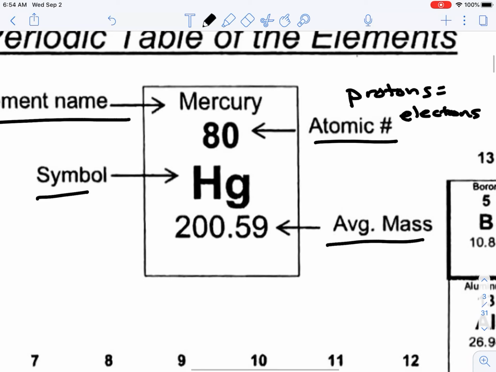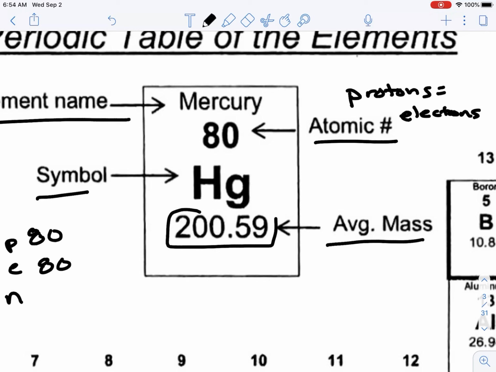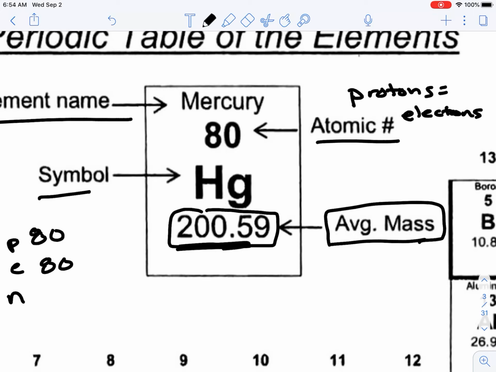So if I asked you how many protons, you'd say 80. How many electrons? You'd say 80. And if I asked how many neutrons there would be, well, you can look at this. It says 200.59. The weird thing here is that it's not a full number. It's the average mass. So why is it 200.59? Well, we can figure out that on average, the mass of Mercury is between 200 and 201.